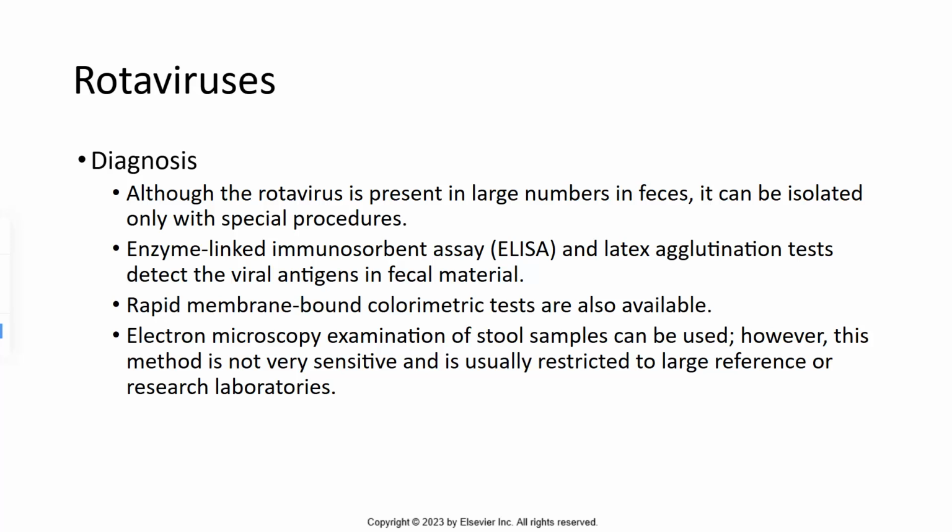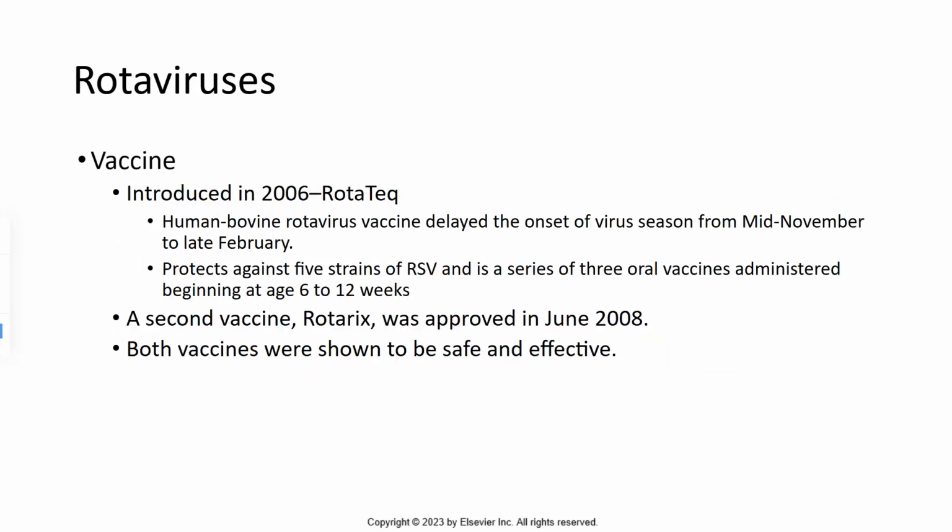Diagnosis. Although rotavirus is present in large numbers in the feces, it can be isolated only with special procedures. So we use immunological procedures to evaluate it. Electron microscopy can be used, however, it's not very sensitive. There is a vaccine that's available. A second vaccine is also approved. Both vaccines were shown to be safe and effective, so it's a good idea to get kids vaccinated.